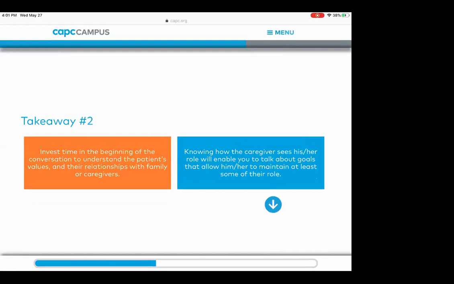And this says takeaway number 2: invest time in the beginning of the conversation to understand those values and understand the relationship. Because in this case, he's giving you some information indirectly about what that relationship is with the family and with caregivers. So if you just focus on, you mentioned the lung transplant, you may be discrediting that he's also giving you some information into the family dynamic there too.